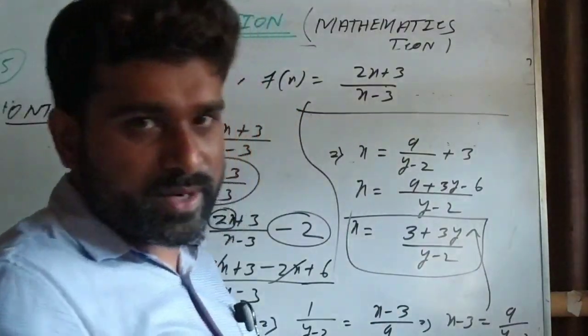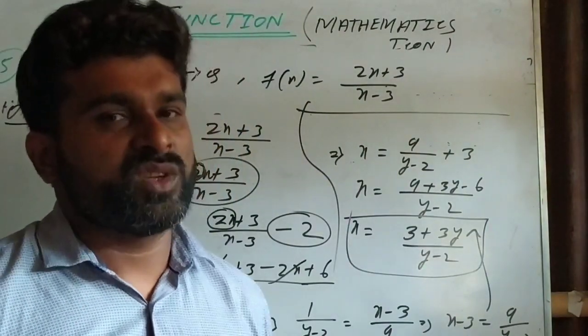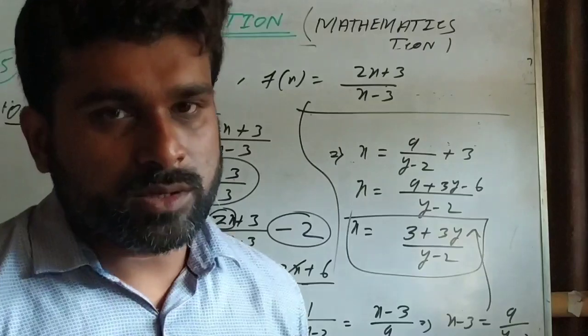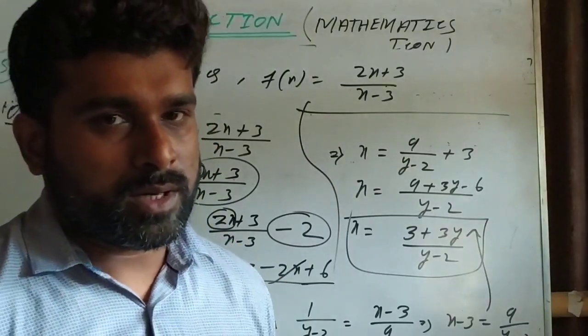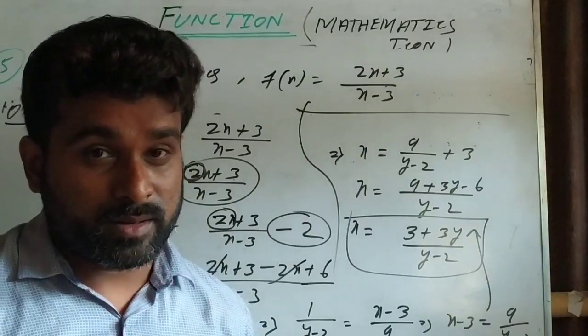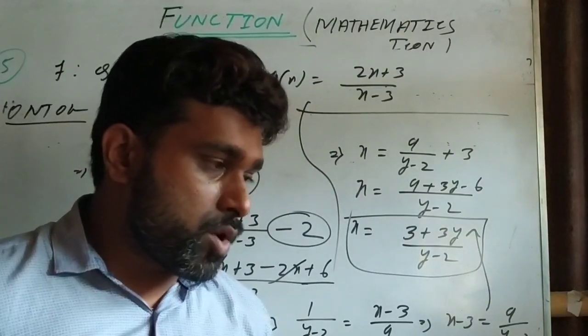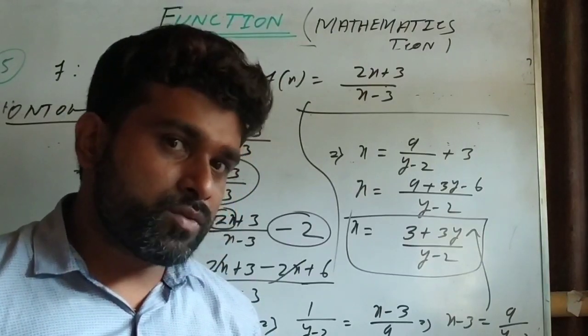Rational number set is given. Now you tell me, 2, is it a rational number? I think 2 is a rational number. Okay, 2 is also a rational number. So that means you cannot choose here y equals to 2.